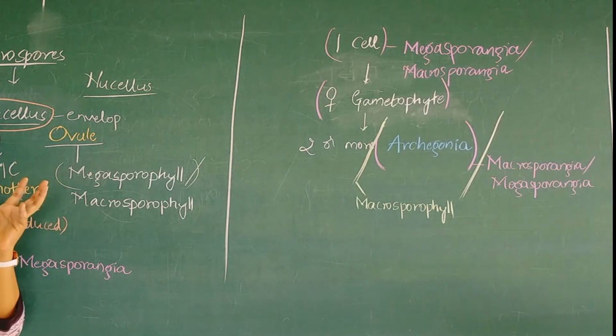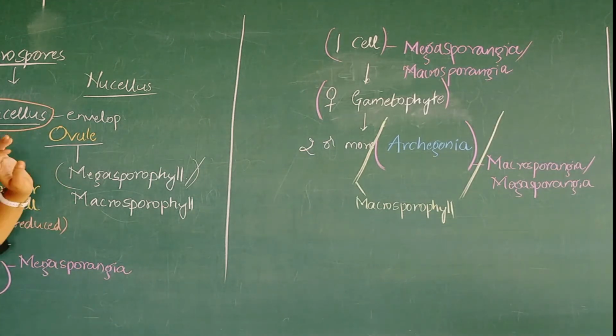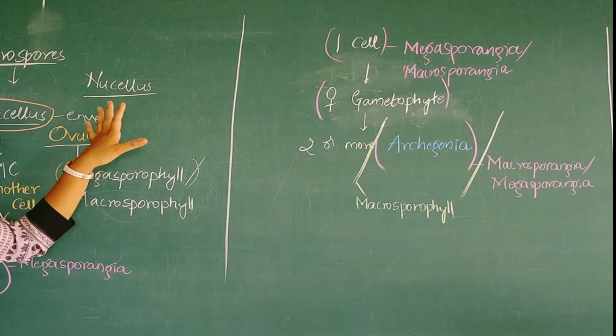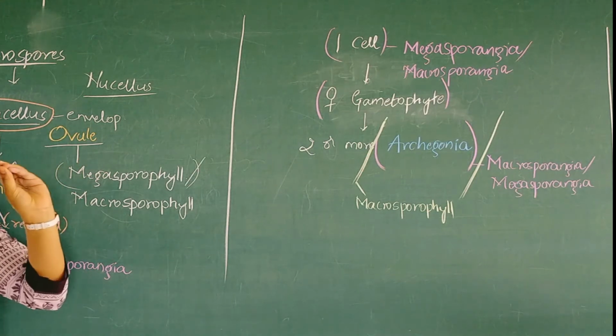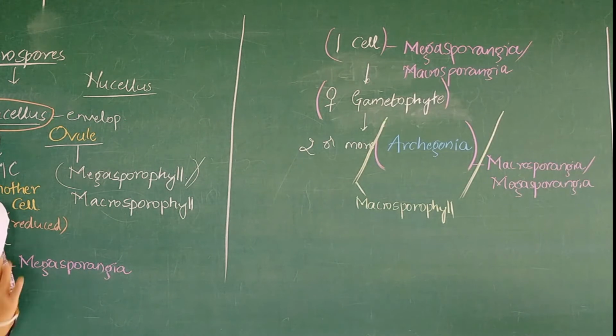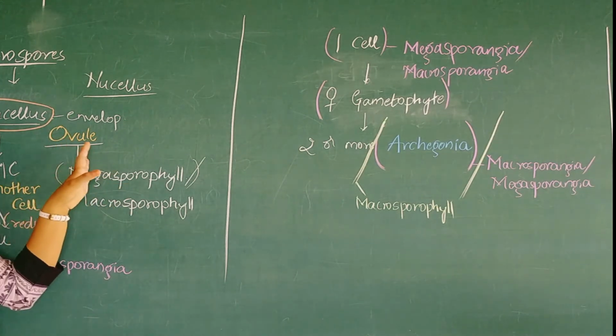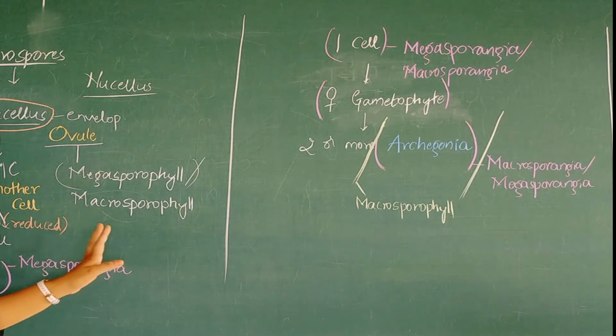I hope you can analyze this. There are cells called nucellus. They are covered by a protective envelope, and this structure is called the ovule. The ovule is the reproductive structure of the female gymnosperm trees, and these ovules are attached to a particular region called the macrosporophyll. After this you can remember how the nucellus further divides.